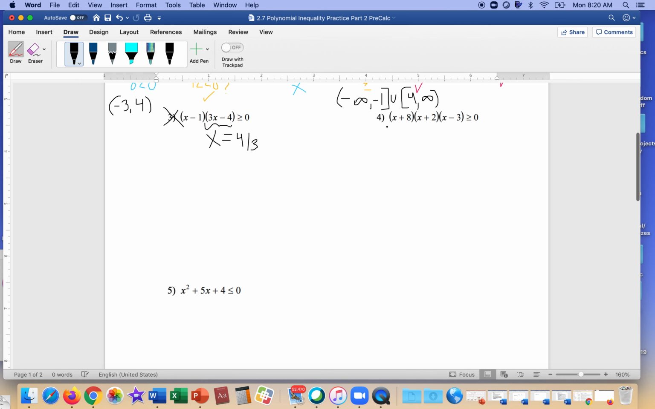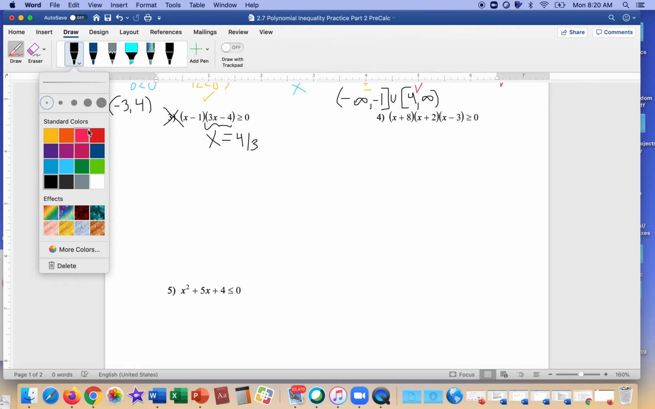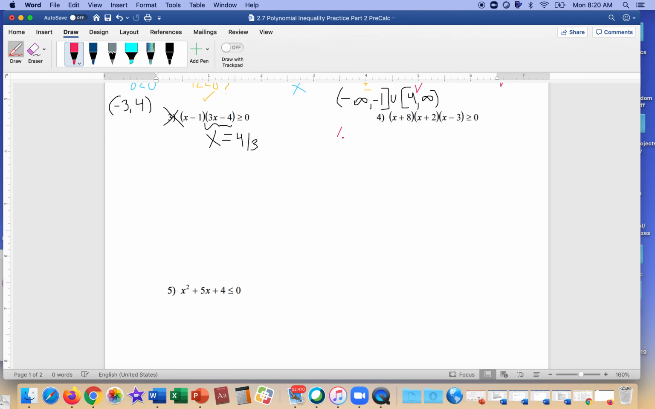Okay, so for number 4, if we set each factor equal to 0, all terms are on one side, we would get -8. We would get -2. And we would get 3. So we have our critical values. So then when we make a number line, I'm going to do those on here. So I have -8. Doesn't matter if they're spaced out properly. -2. Just make it easy to look at. And 3. Notice I'm not doing more dash marks or else it's going to get confusing.